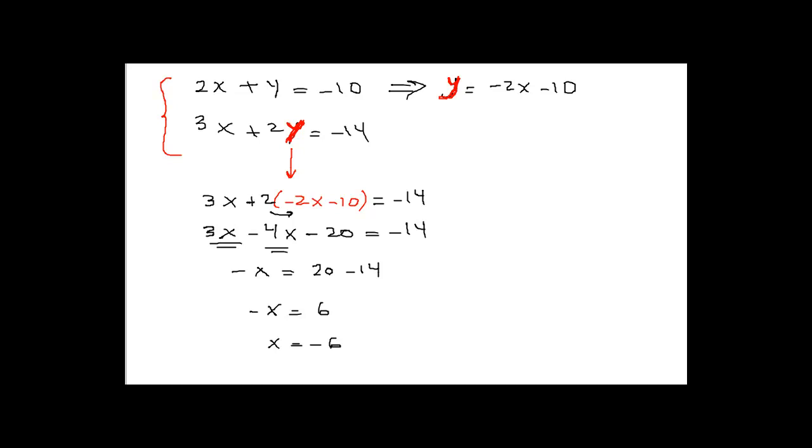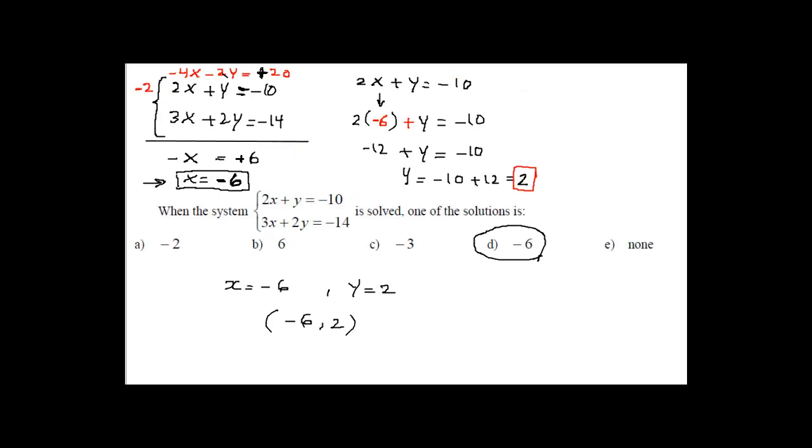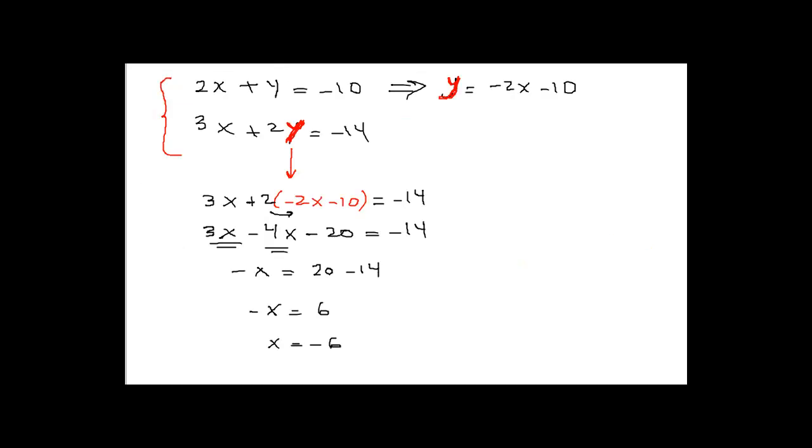Another method is graphing method. If you graph these two, you would see that these two lines would intersect at this point here. Okay, that would be substitution method and addition method. I prefer addition method if it's up to me. It would be easier.